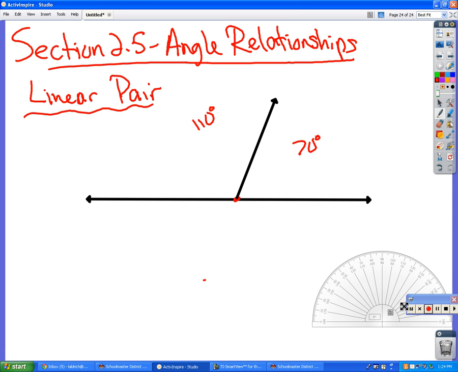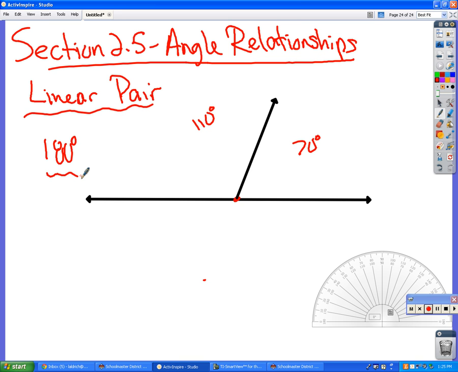All right, and then what I would like you to do is take the two measures of the angles and add them together. Okay? And so if I add mine together, I get 180 degrees. Let's see, who's done over here? Brandon, what did you get when you added yours together? 180.